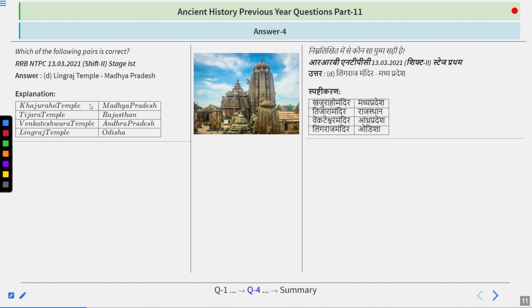Khajuraho Temple is in Madhya Pradesh. Remember, we talked about this one in the last session also. Tijara Temple is in Rajasthan. Venkateshwar Temple is in Andhra Pradesh, and Lingaraj Temple is in Odisha. So do remember that if we are talking about the correct pair, Lingaraj Temple is in Madhya Pradesh as given.